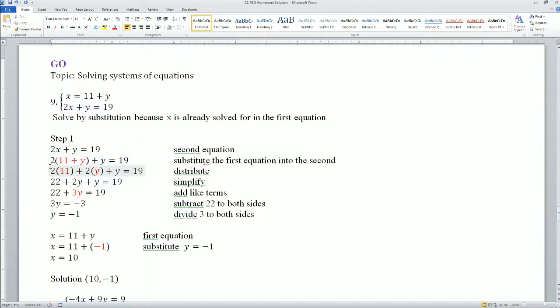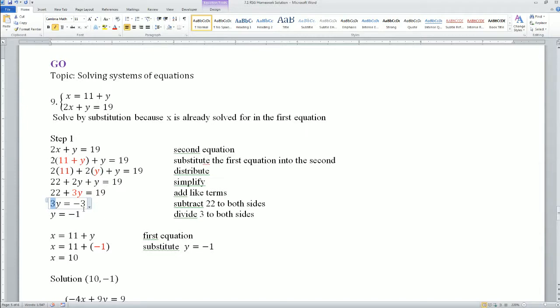Okay, distribute 2 times 11, 2 times y, simplify, and that gets you 22 plus 2y plus y equals 19. Combine the like terms. How do I get the 3y? That comes from 2y plus y. Subtract 22 from both sides, and you get negative 3 on the right hand side. Then divide by 3 because, again, we need the coefficient of 1 in front of the variable. That gets you y equals negative 1.